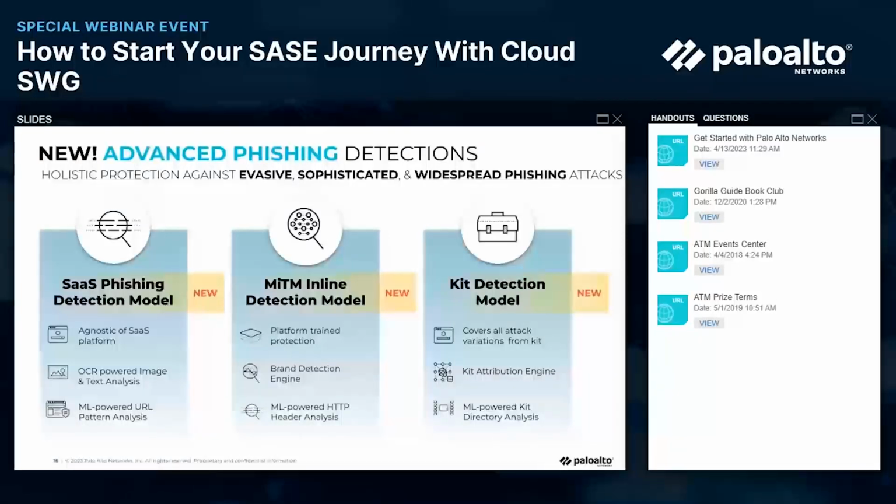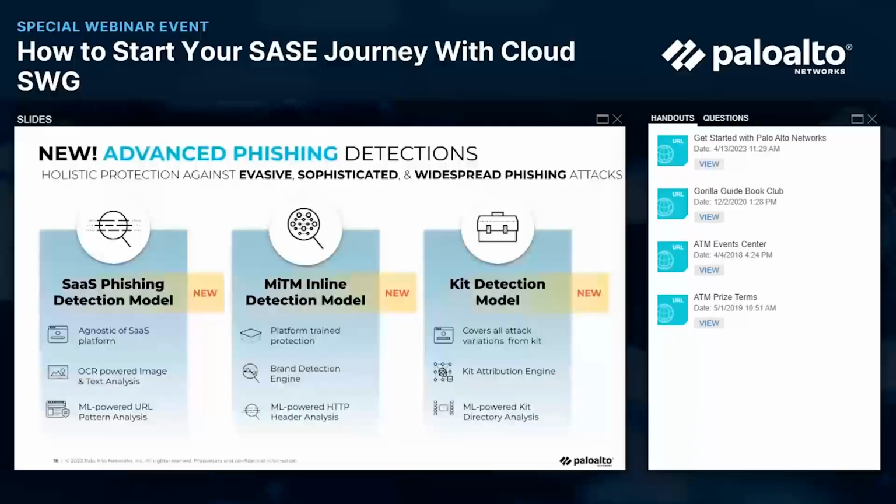Yeah, so we recently launched 3 new ML-powered detections for phishing attacks. These detections are automatically included in Prisma Access. Just to double-click on each of them. First, let's talk about the SaaS phishing detection model.